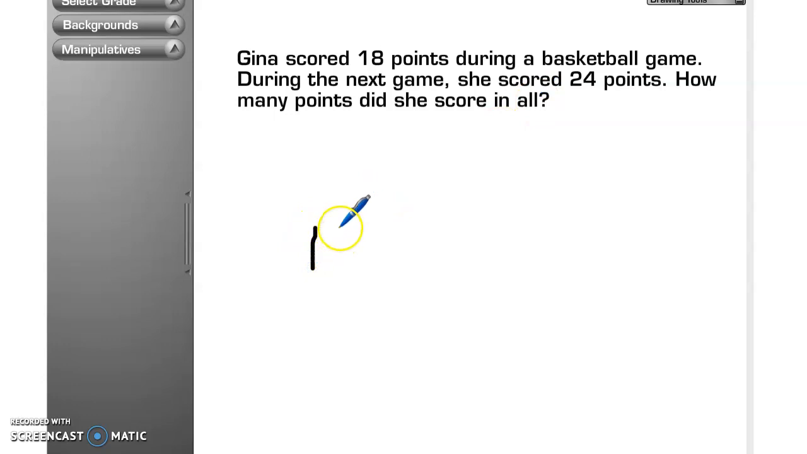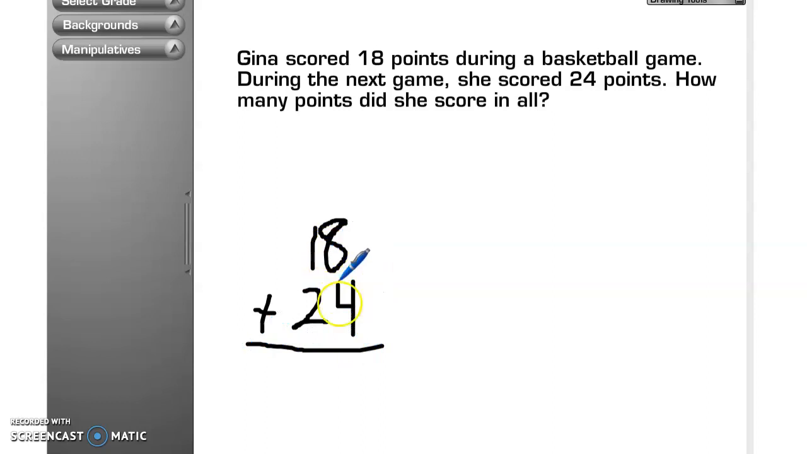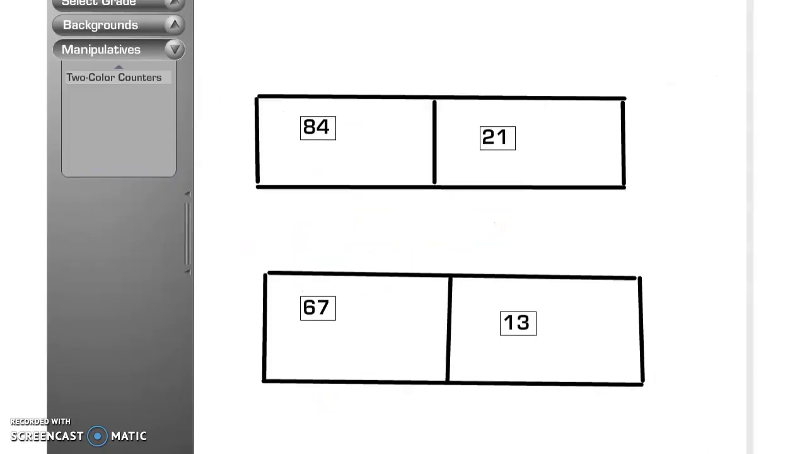So I'm going to make the problem. So it would be 18 plus 24. I also know that we only have two numbers, so that means that we're only going to have one problem. So 8 plus 4 is 12. I put the 2 in the 1's place. I carry over the 1 because that means that we have an extra 10 from the 12. 1 plus 1 is 2. 2 more is 4. So my answer is 42. So I used the CUBES method to find out that Gina scored 42.